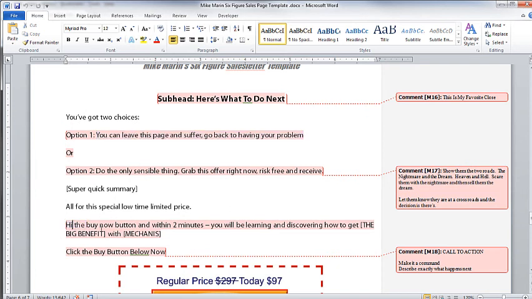And then I say, hit the buy now button. What I'd like to do here is command them exactly what to do. Hit the buy button now, and within 2 minutes you'll be learning and discovering how to triple your testosterone in 33 days with the 3x testosterone system. This is the mechanism. So hit the big buy now button now. Within 2 minutes, you'll be discovering how to get 6-pack abs with the 6-pack ab magic system. Something like that.